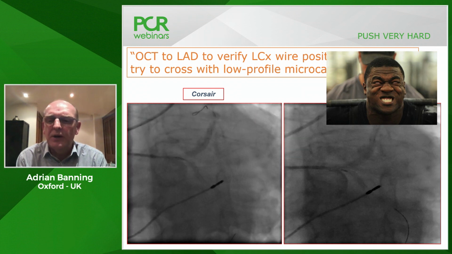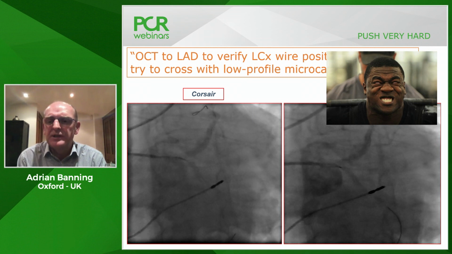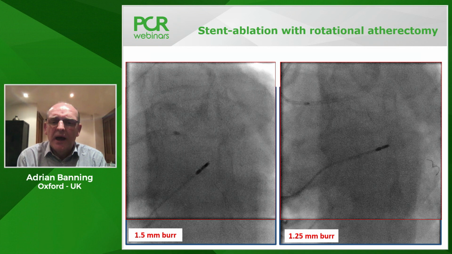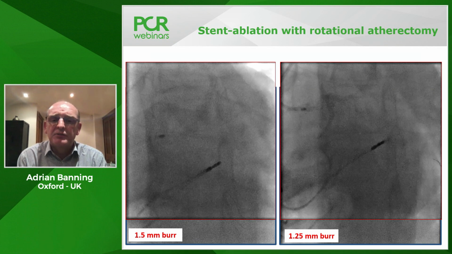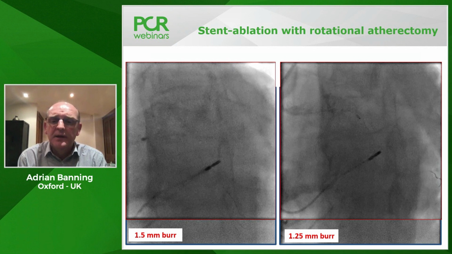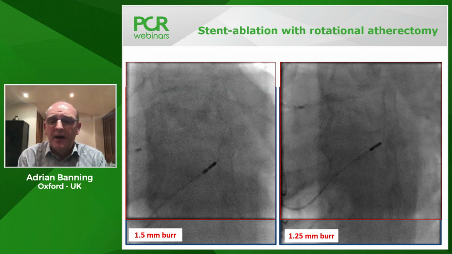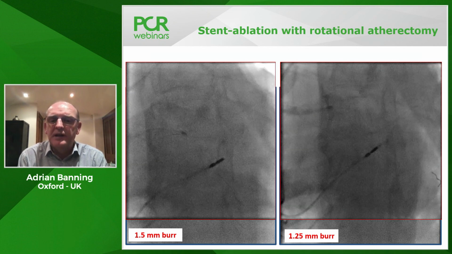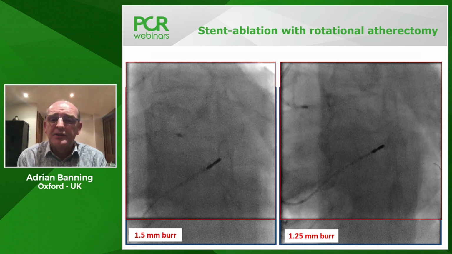So it wasn't really a question of purchase. It just would not pass through that particular spot. Next slide, please. And so we decided that the only real option that we had was to try and rotablate. And in the left-hand panel, you can see that I'm trying to rotablate with a 1.5 burr. I've been rotablating for quite a long time. And ultimately, I pushed very hard to the extent that the burr actually comes out, which is really quite dangerous. Because it's all fallen out because I'm pushing so hard trying to get through.